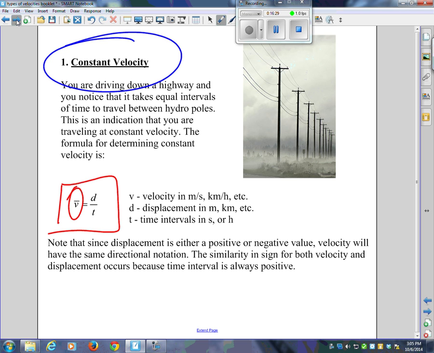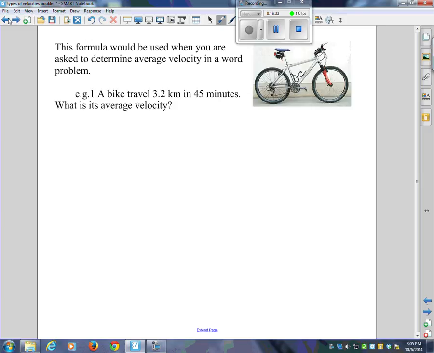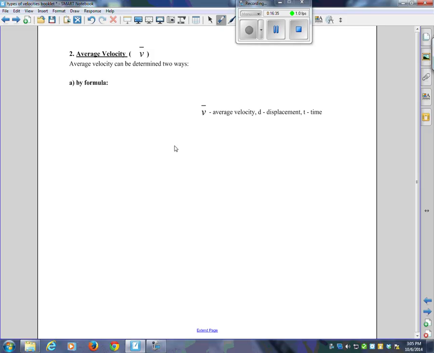Now when we get to part 2, which is average velocity, it can be determined 2 ways. One is by formula. Do I have something here? It looks like I'm missing something. What do you guys have there? I don't have this on my screen for some reason. So average velocity can be found by formula.